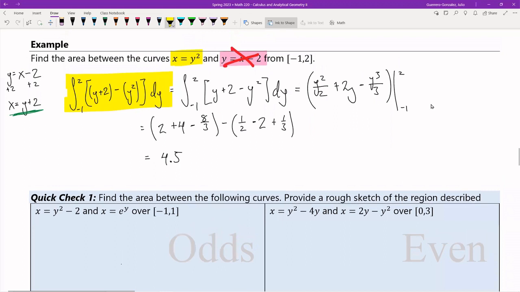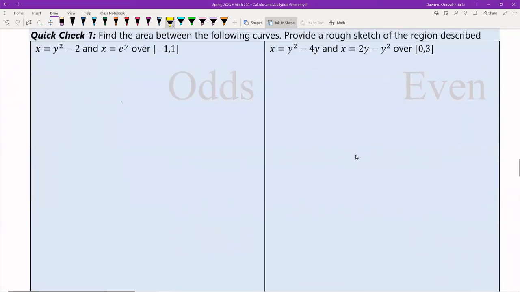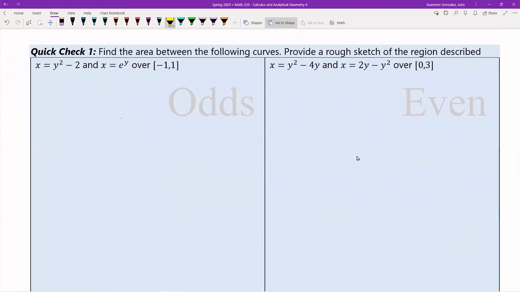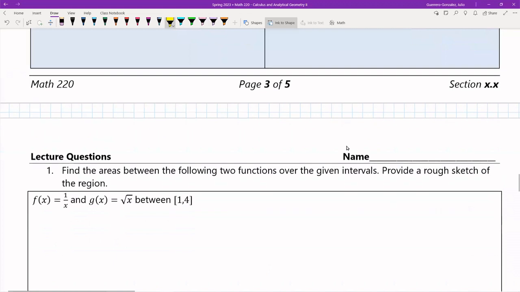Okay. After this, it's your quick checks. Okay, go ahead and try these out. These are a little harder since we're going up and down rather than left to right. Okay, and after this, it's lecture questions.